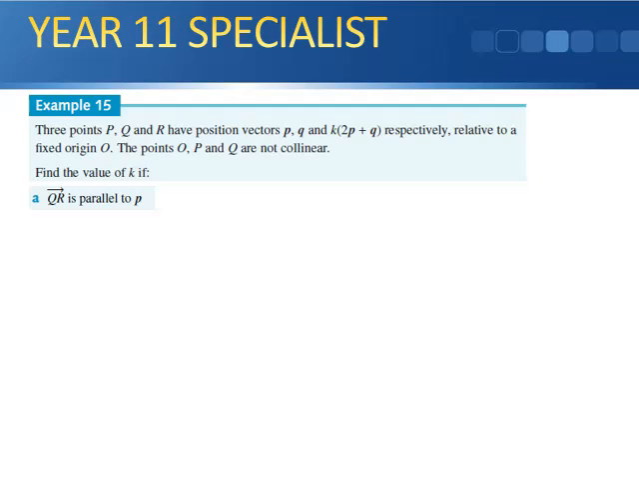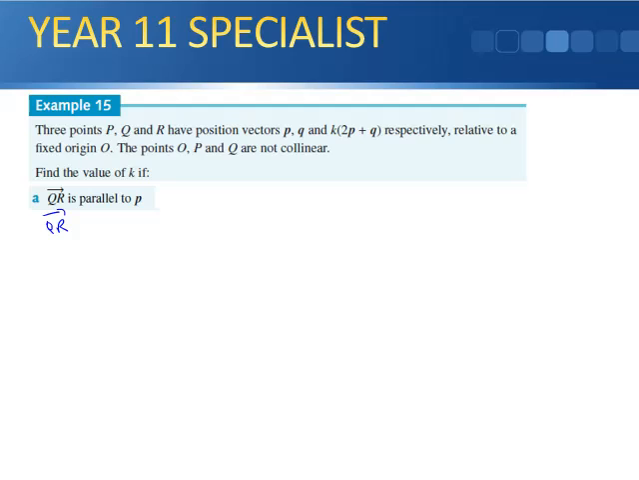Example 15. Three points P, Q, and R have position vectors p, q, and k(2p plus q) respectively relative to a fixed origin O. The points O, P, and Q are not collinear. Find the value of k if QR is parallel to p.